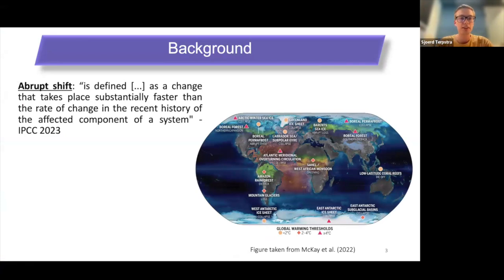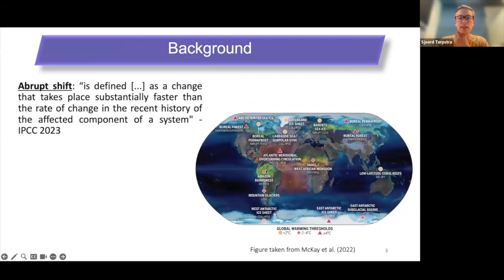According to the IPCC, an abrupt shift is defined as a change that takes place substantially faster than the rate of change in the recent history of the affected components of a system. So it's really something on a short time scale for a certain system to change quite a bit.